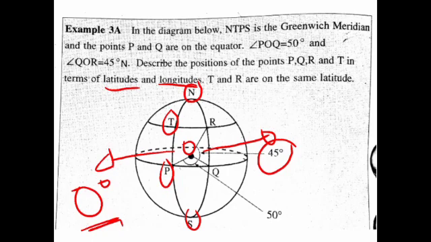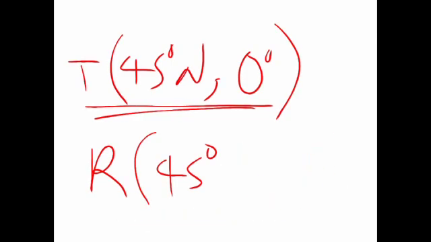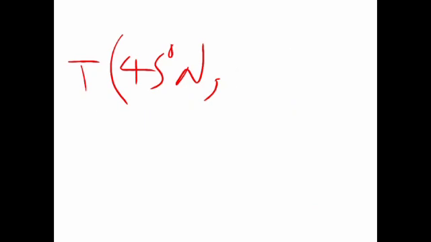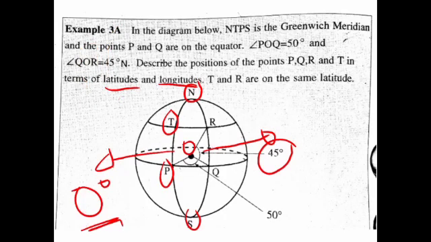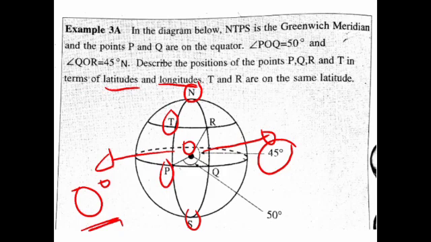Okay, so point P. We always have to start with the latitudes, remember that. Point P is lying on our equator, so it's exactly at 0 degrees, comma. On which longitude is it lying? It's lying on the Greenwich Meridian. That means 0 degrees.